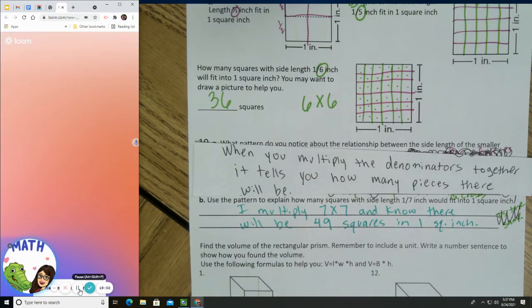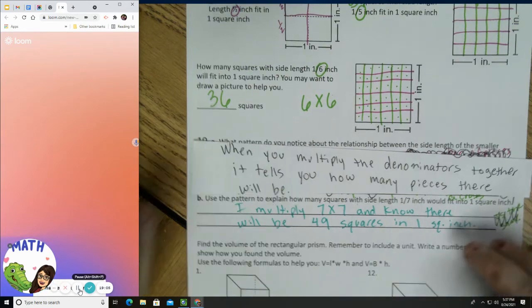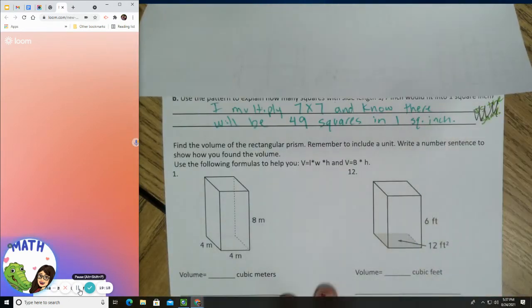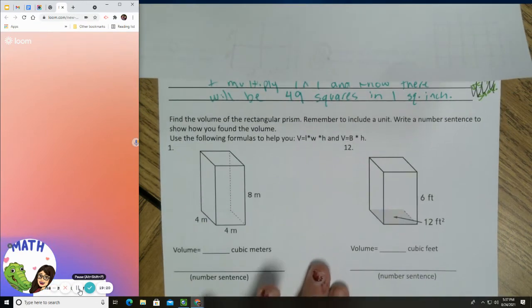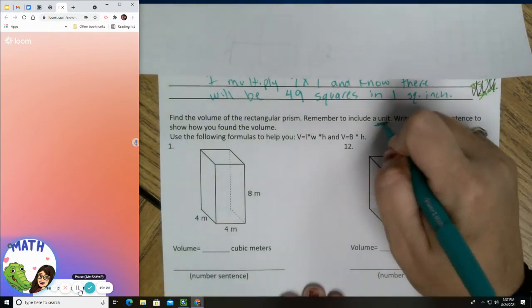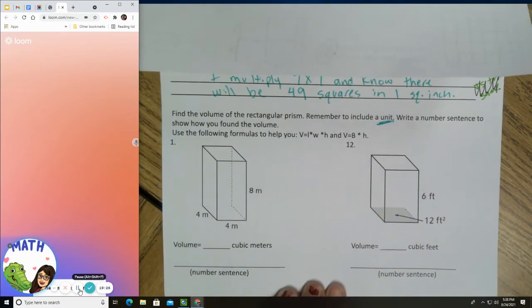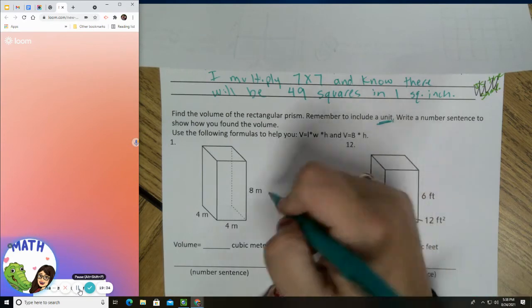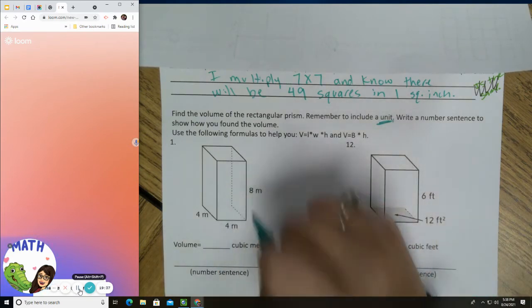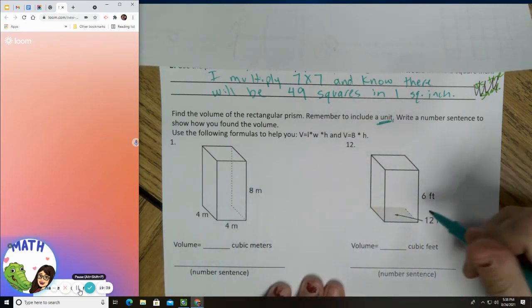Again, pause the video if you need to write this down. Of the rectangular prism, remember to include a unit. This is important. You have to include a unit. Now, the good thing is my lovely test makers and study guide makers put the unit on here for you. So if you don't know the unit, really double check and make sure that you're choosing the right one. Now, this one I have a length, width, and height. This one I have a base and height.